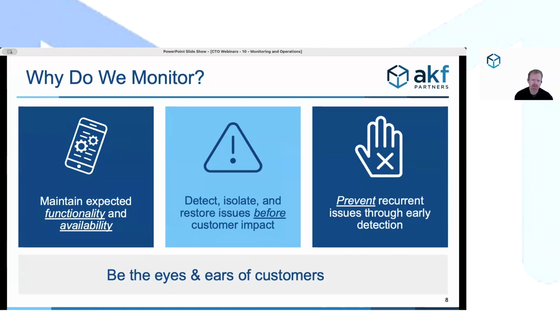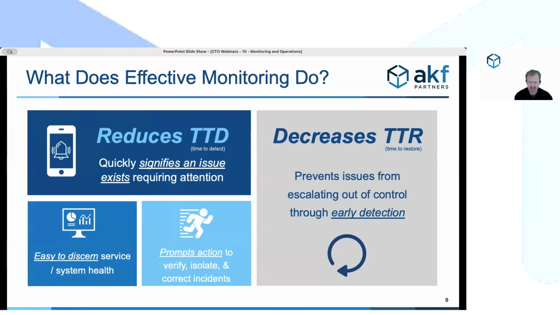So why do we monitor? You really want to make sure you're maintaining the functionality of your systems and overall availability. You want to detect, isolate, and restore issues before the customer can. Some cases you can't, but also longer term, you want to prevent reoccurring issues, and that's your root cause problem analysis. So what does it help you do?